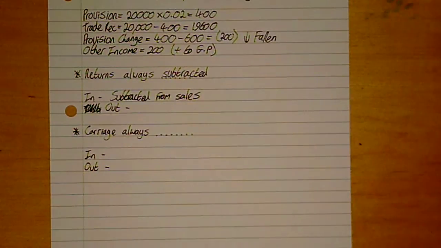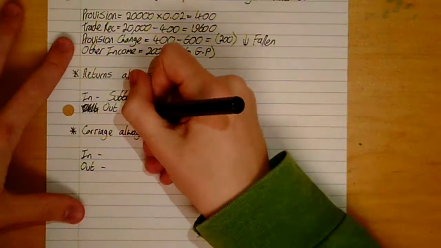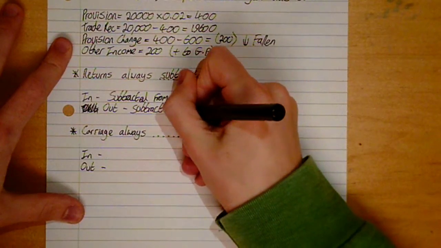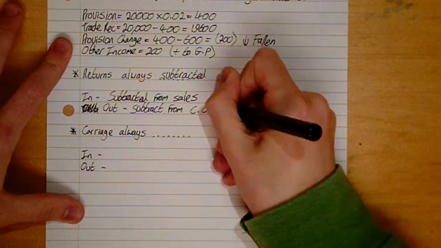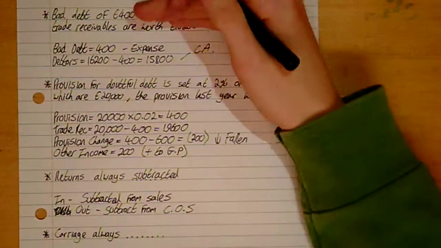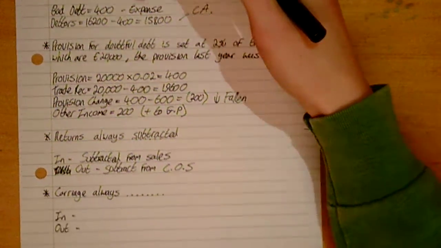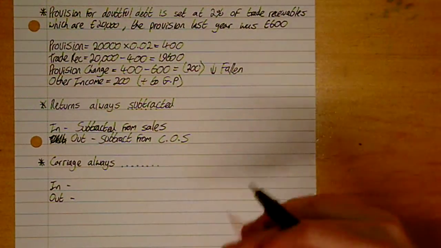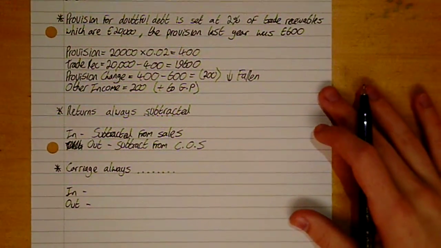And returns out, you always subtract it from cost of sales. Just abbreviate that. So that's that. Just always remember, returns are always subtracted. Returns in are going to be at the top of your income statement with the sales. Returns out are going to be taken away from your cost of sales, just like closing inventory is taken away.